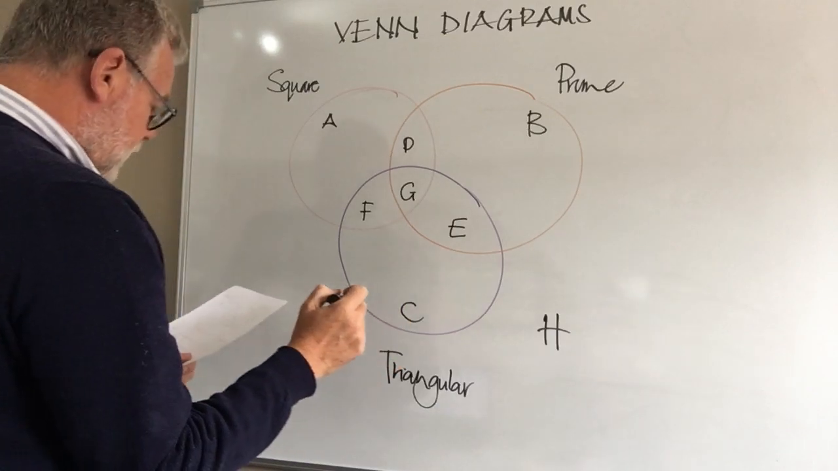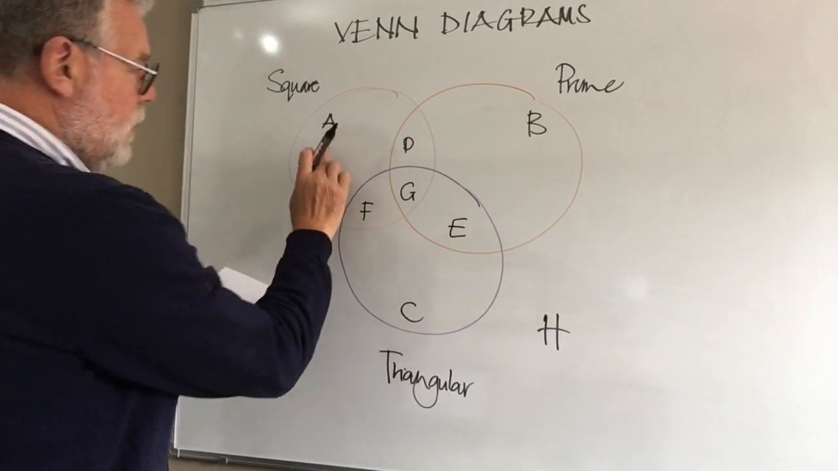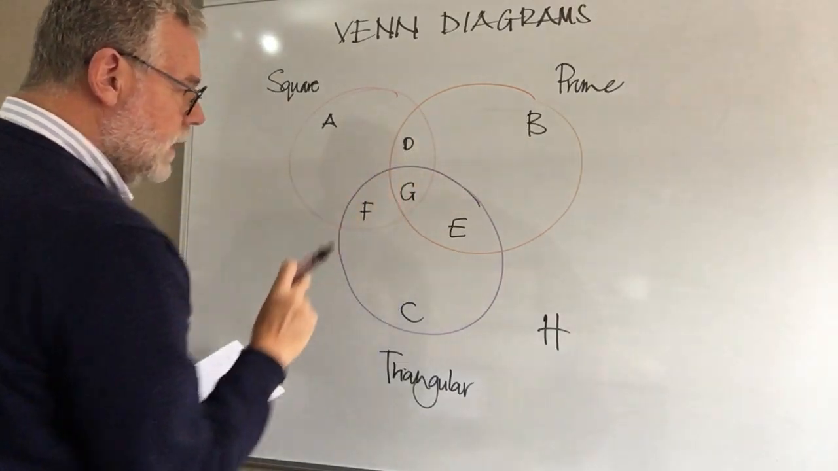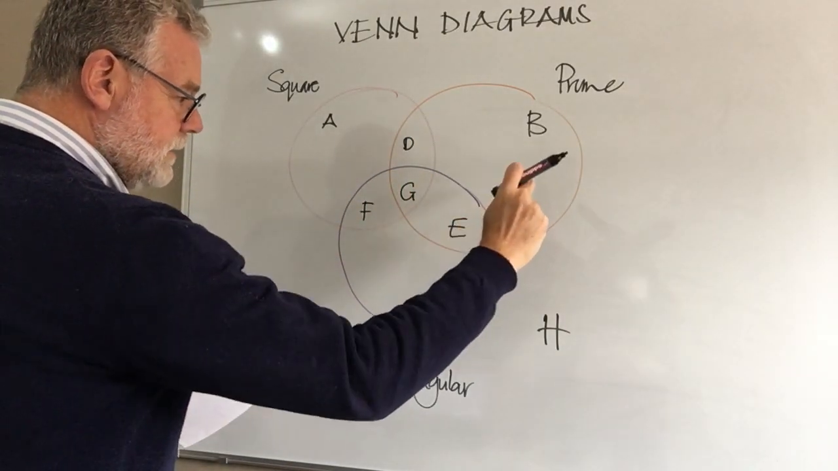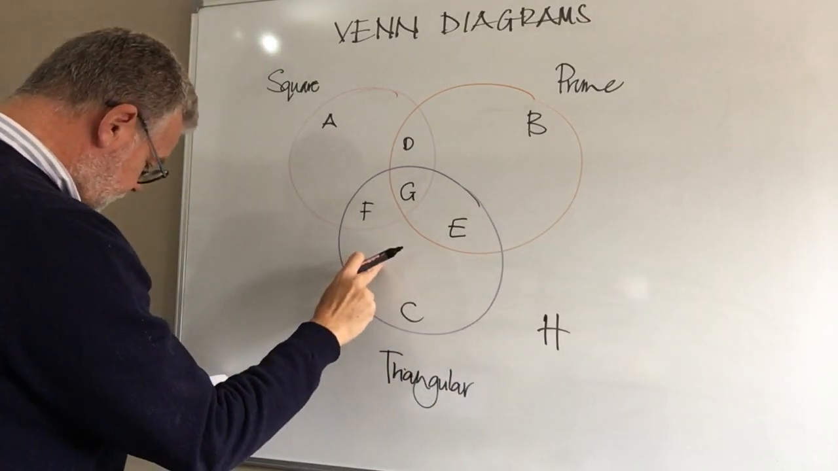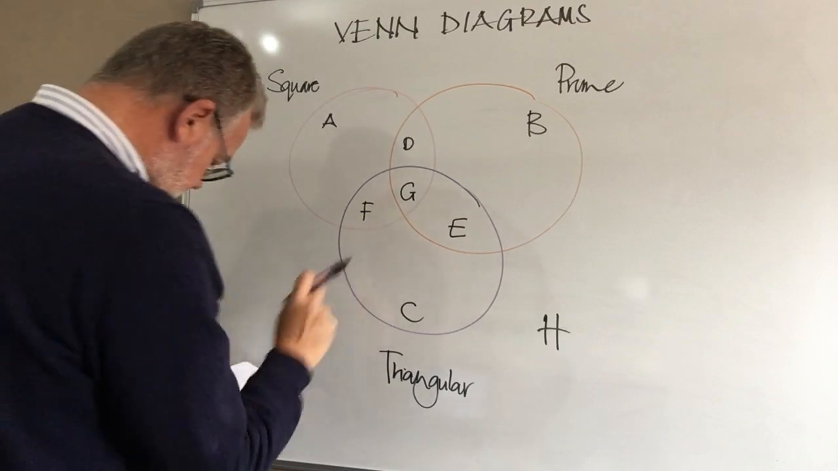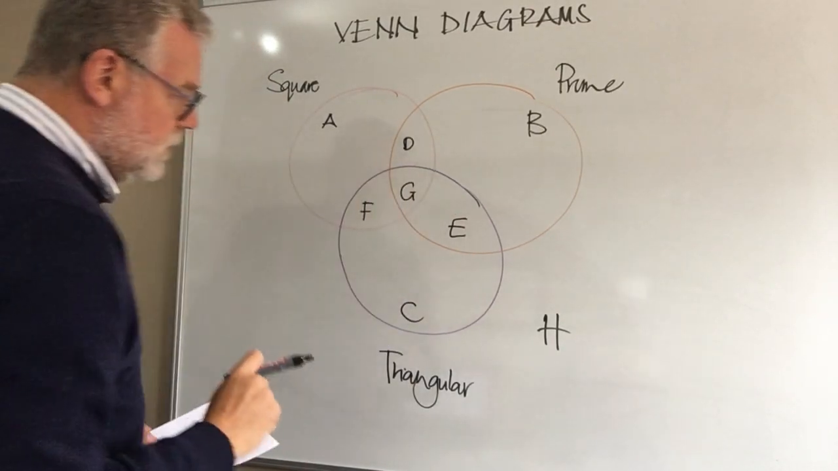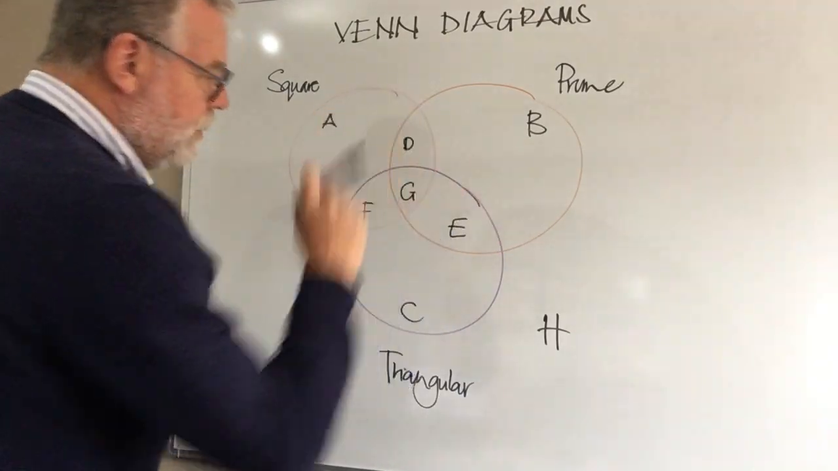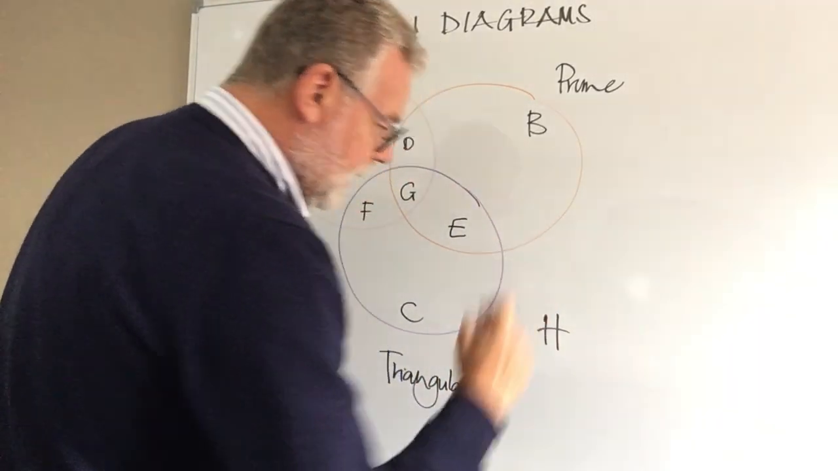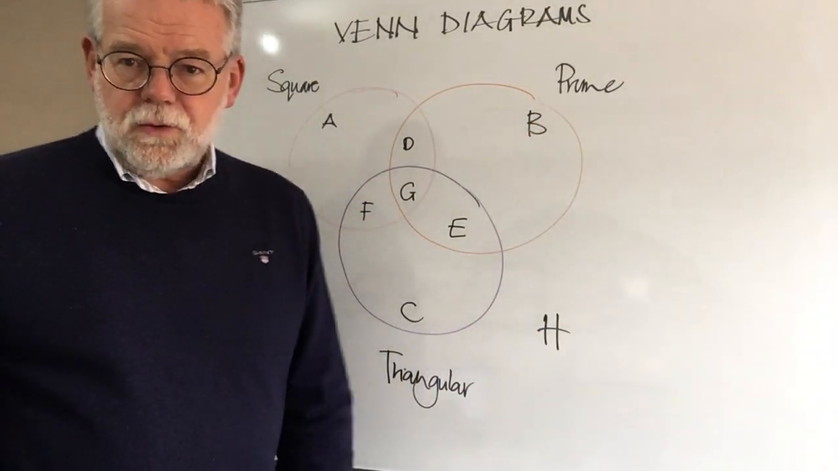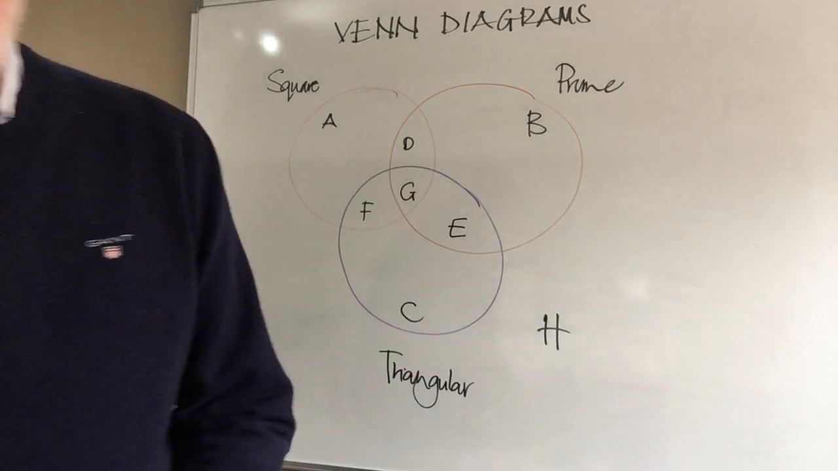What about now if we look at D? Well, D, the overlap here, it's got to be square and prime. Region E, it's got to be prime and triangular. Region F has got to be square and triangular. And then the last one, the tricky one, is region G, where it's got to be a square number, triangular number, and a prime number. And then with the letter H, it's a number that doesn't fit any of those regions. And that's it.